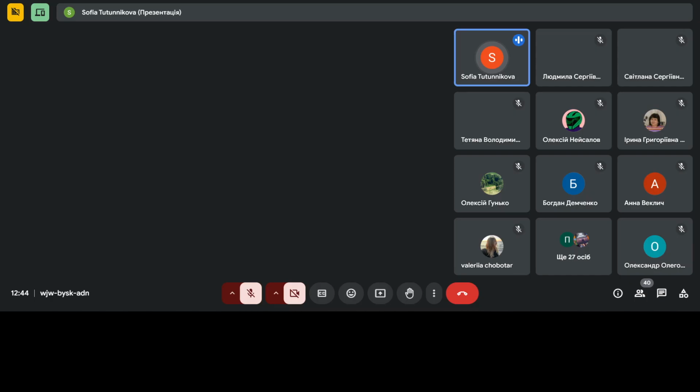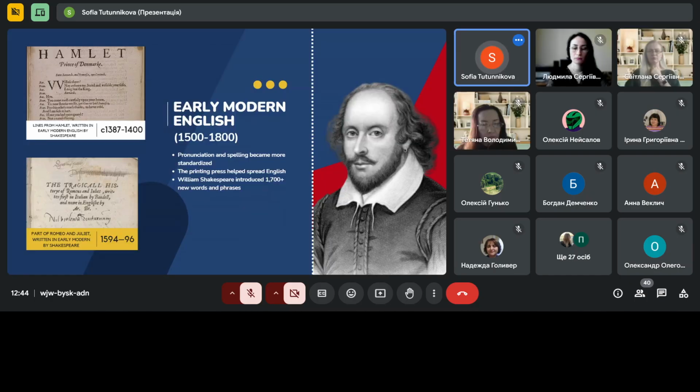The next is early modern English. Around this time, English started sounding more like what we speak today. The way people pronounced words changed, and the invention of the printing press helped make spelling more consistent. Many new words from Latin and Greek were added too.